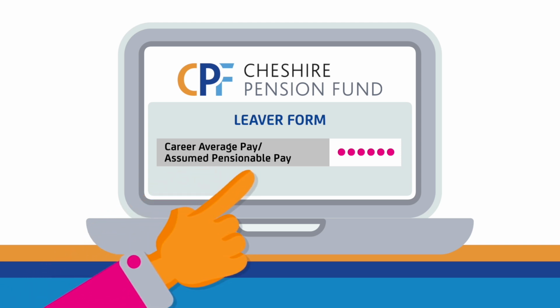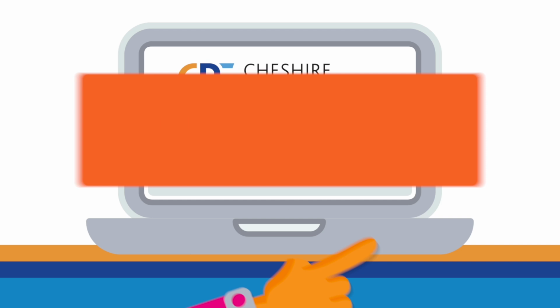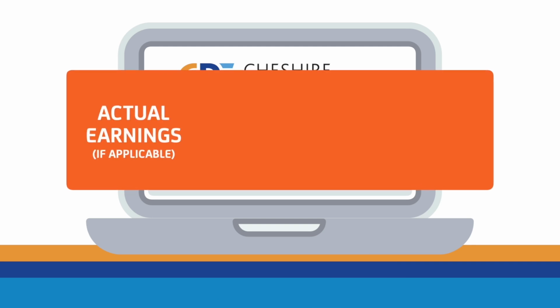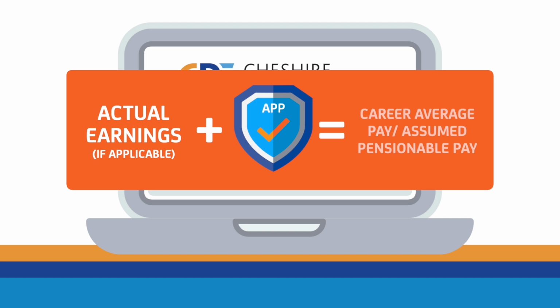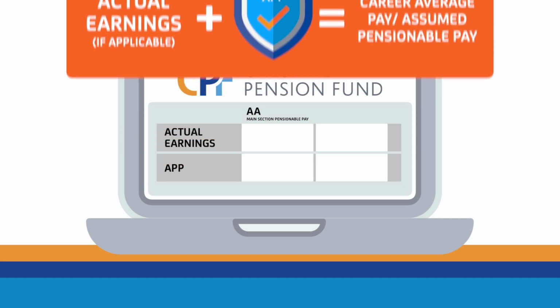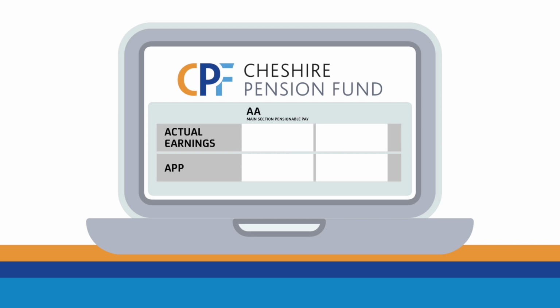or Assumed Pensionable Pay field, e.g. actual earnings, if applicable, plus APP equals career average pay or Assumed Pensionable Pay. When returning monthly interfacing files to the fund, the employee's actual earnings, if applicable, and APP should be reported in column AA, Main Section Pensionable Pay, of the MI template.